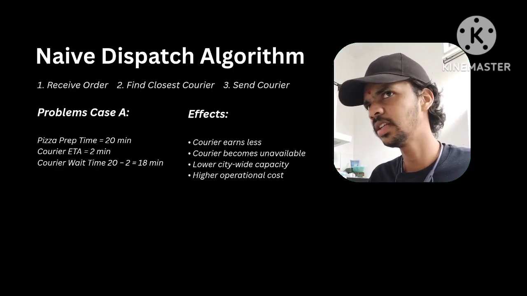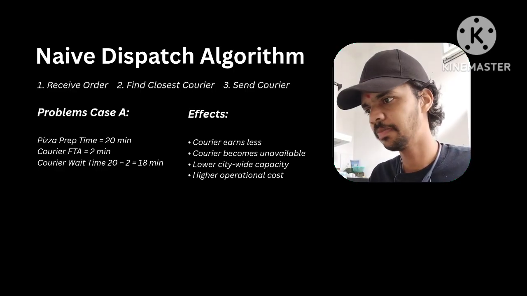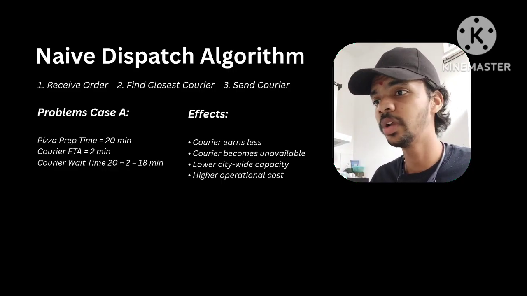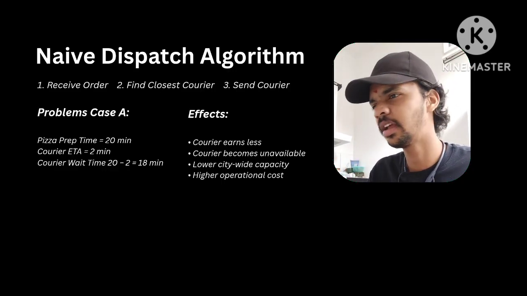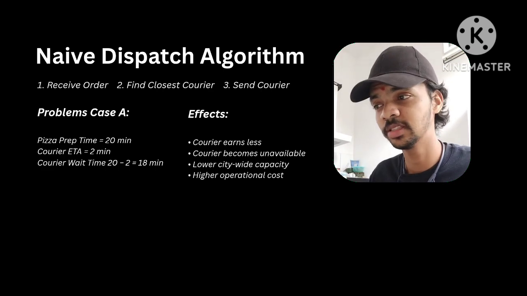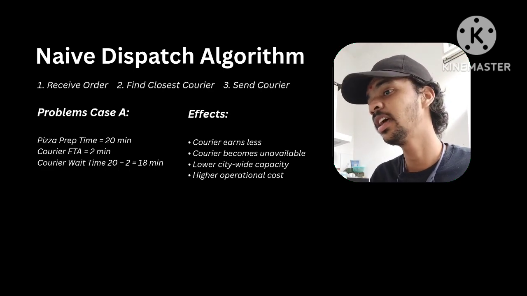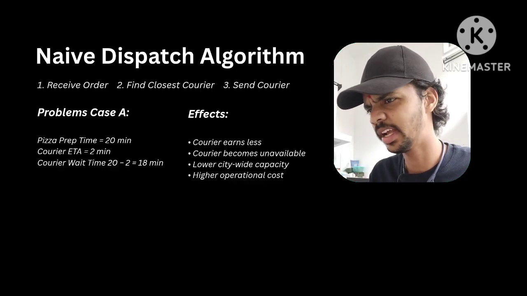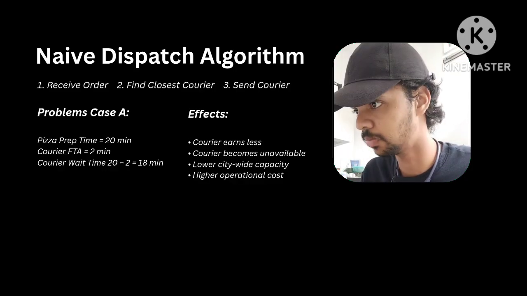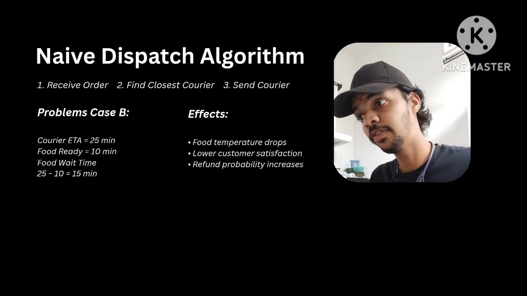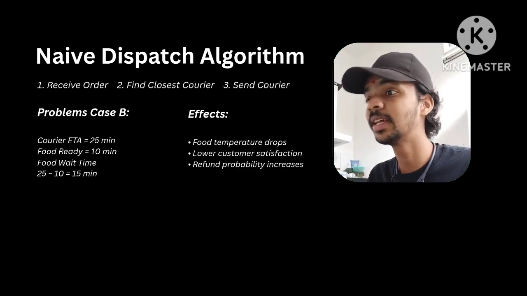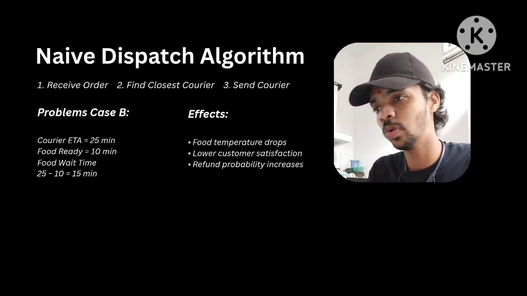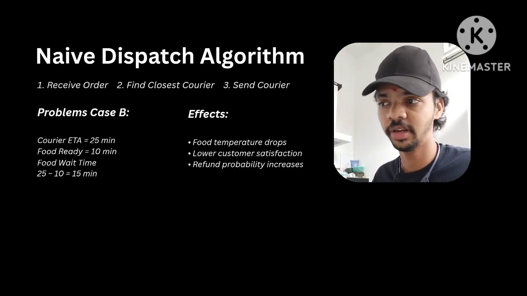To understand, let's imagine you have a pizza bakery and the pizza takes 20 minutes to bake. If you dispatch the closest courier instantly, they arrive at the pizzeria in, let's say, 2 minutes. What happens? The courier stands in the restaurant for 18 minutes doing nothing, and they are not getting paid for waiting. They get frustrated and the system capacity drops. Conversely, if you dispatch the courier too late, the pizza sits on the counter under the heat lamp for 15 minutes. The crust gets soggy, the cheese gets cold, and the customer demands a refund.